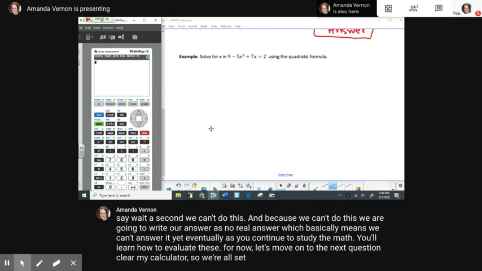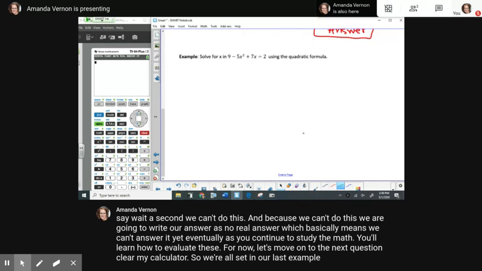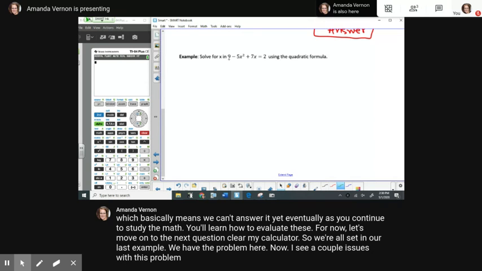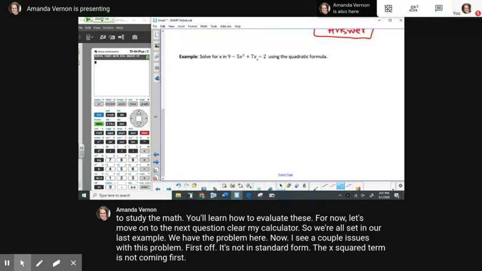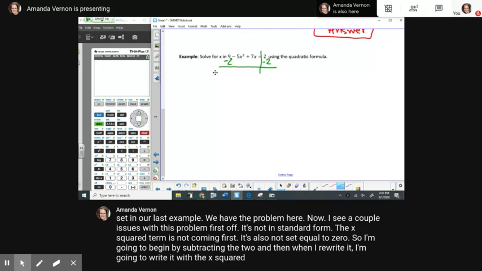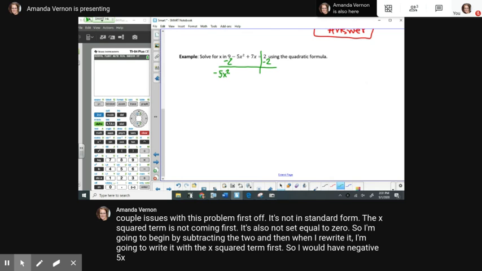In our last example, we have the problem here. Now, I see a couple issues with this problem. First off, it's not in standard form. The x squared term is not coming first. It's also not set equal to 0. So I'm going to begin by subtracting the 2, and then when I rewrite it, I'm going to write it with the x squared term first. So I would have negative 5x squared plus 7x plus 7 equals 0.